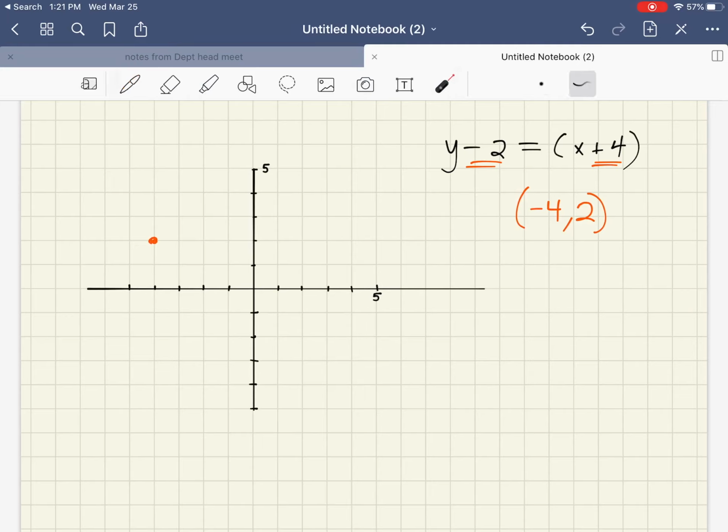Now there's no number in front of the parenthesis, so I can assume that it's a 1. So the slope is 1. Up 1 over 1 would put me here, here, and here. Those are my points. Graph my line, and there is that equation graphed. Point slope form.